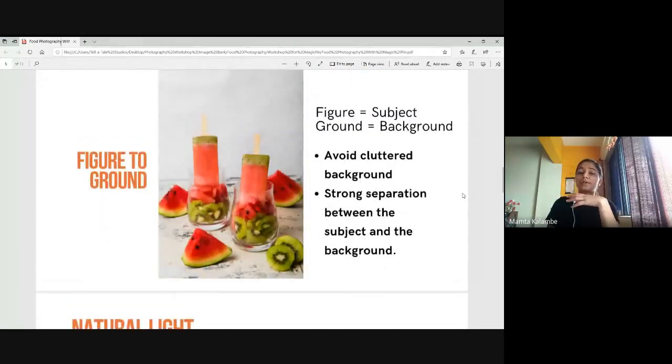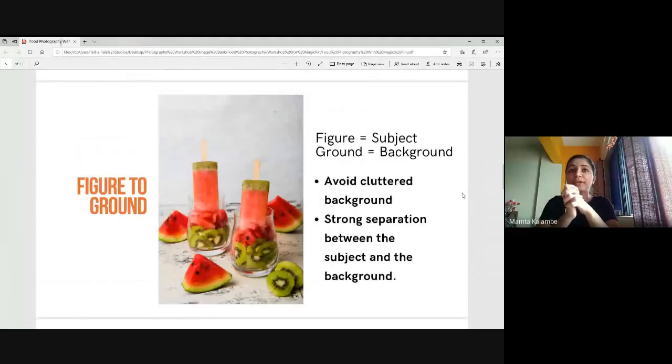Then the second important thing in food photography is figure to ground. Figure to ground is one of the techniques or rules that is used in photography per se. But we also use it in food photography because a lot of times I've seen beginner photographers start off their work, and sometimes when you're starting off you don't know why the image is not working out. It happens because there are a lot of distractions in your image.